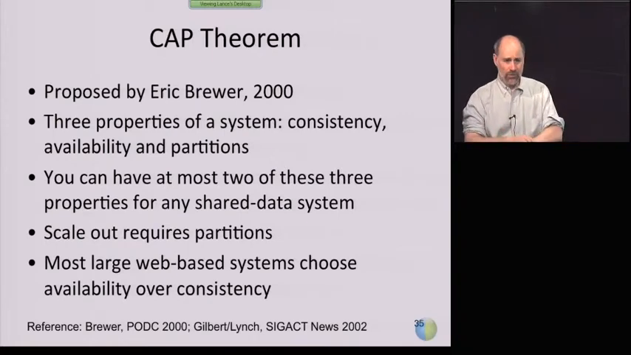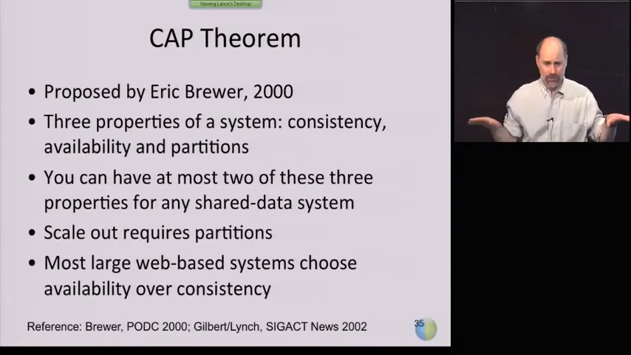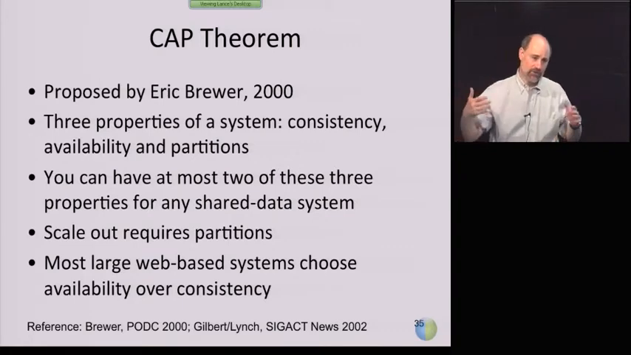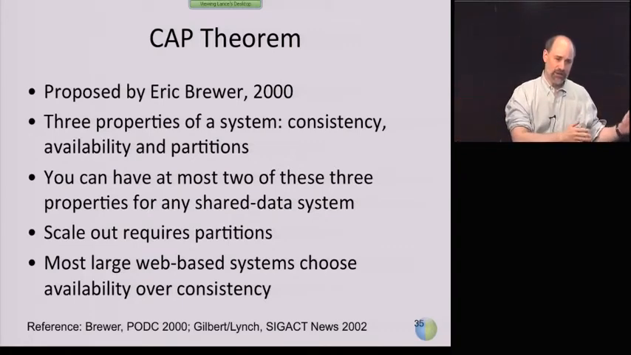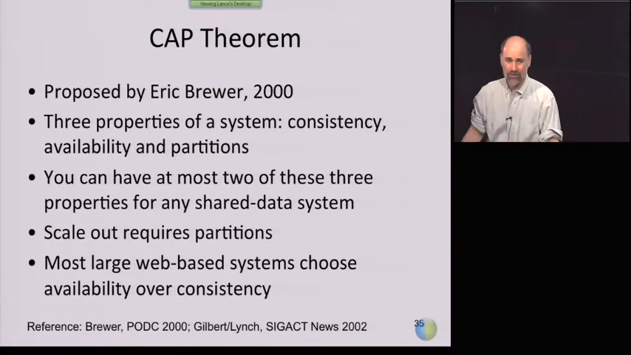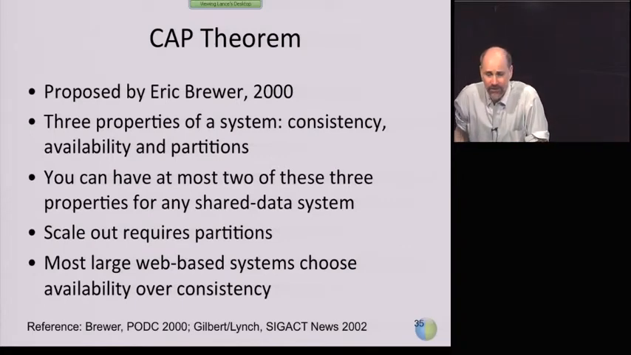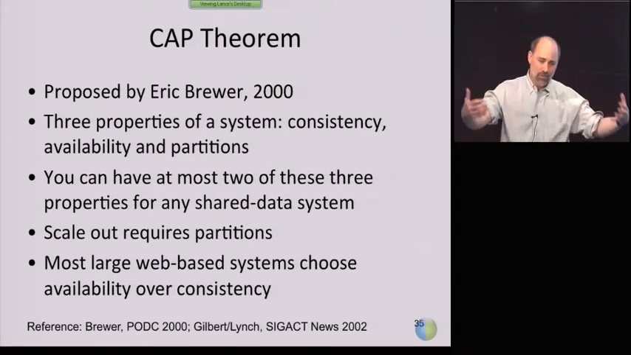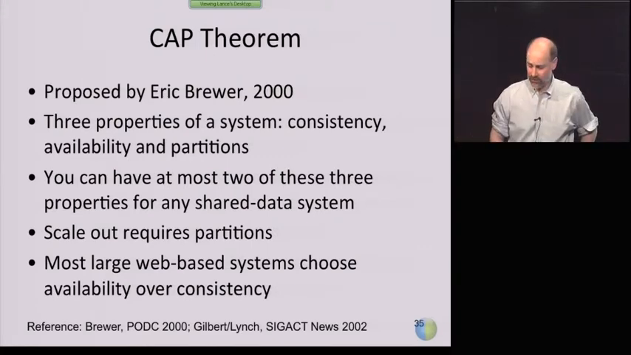There is this sort of pseudo-theorem that you might want to think about. It says if I think of consistency, availability, and partitions, as I do scale out, I can only get 2 of those 3. So most websites decide they're going to give up consistency and just have high availability, and that's more or less how the NoSQL databases started.